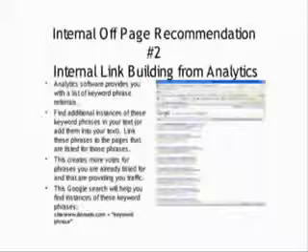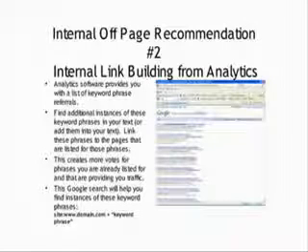A great way to find these opportunities is the Google search: you put site: your domain plus your keyword phrase, and that's going to give you all the pages within your site that already have that long-tail keyword phrase on the page. So then you just have to go and make it a hyperlink.